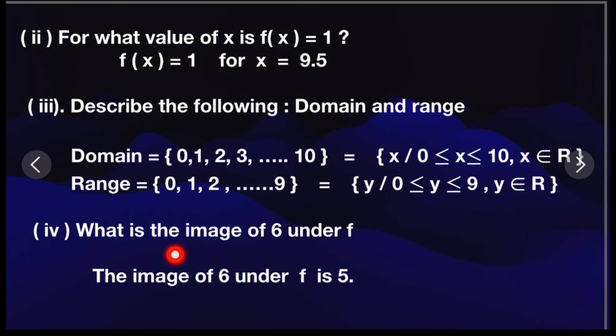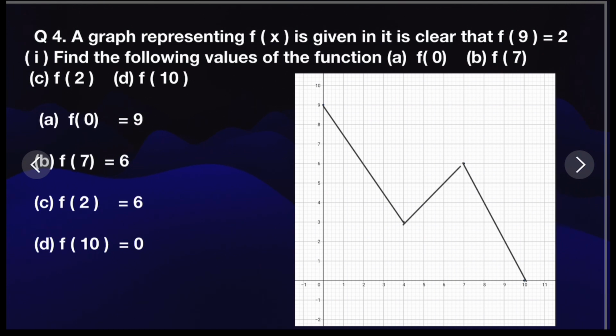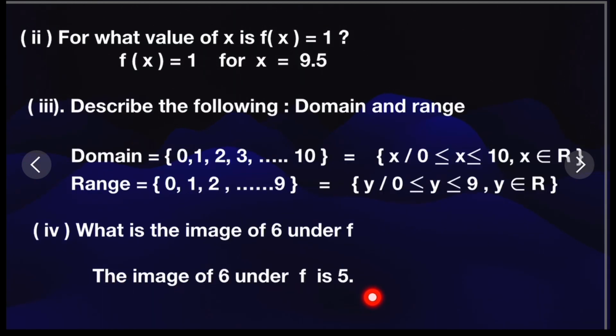What is the image of 6 under f? So image of 6. So 6 is here. Draw a line like this and the image is 5. F(x) value is the image. So the image of 6 under f is 5.